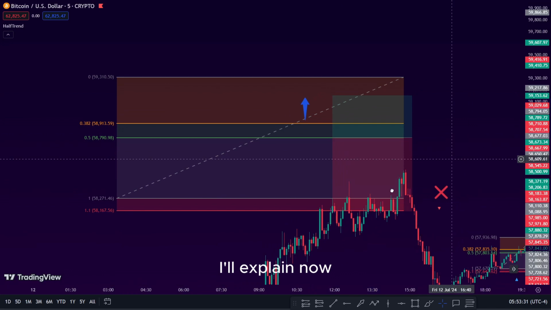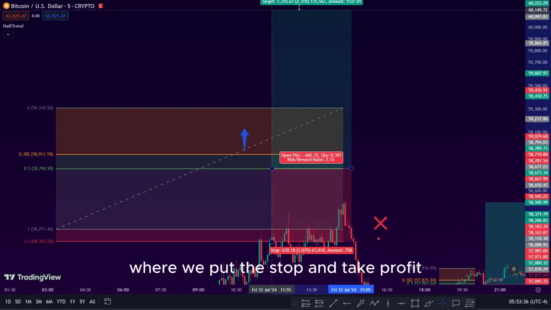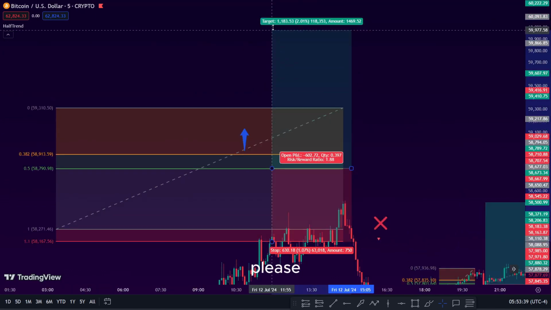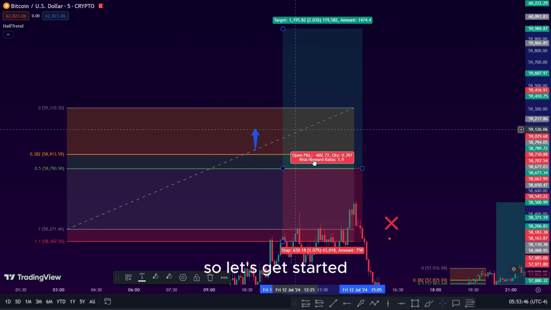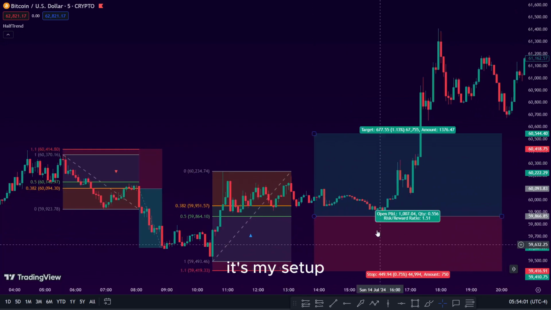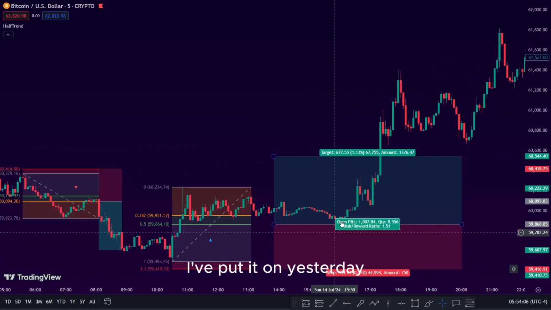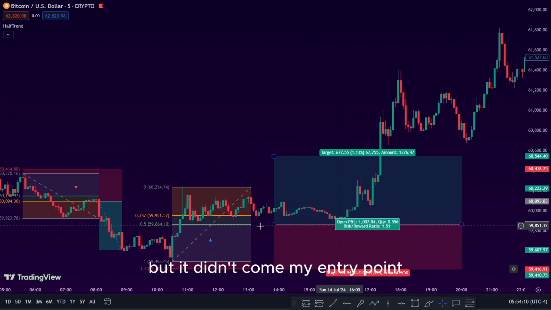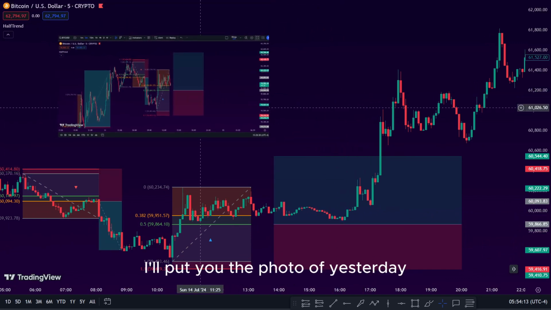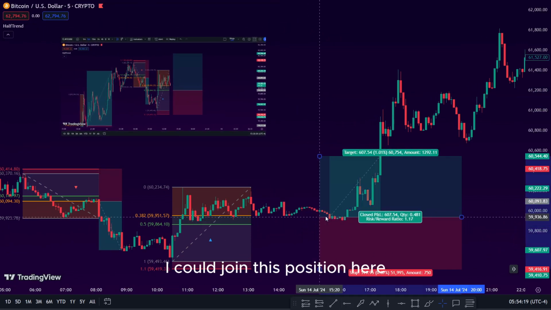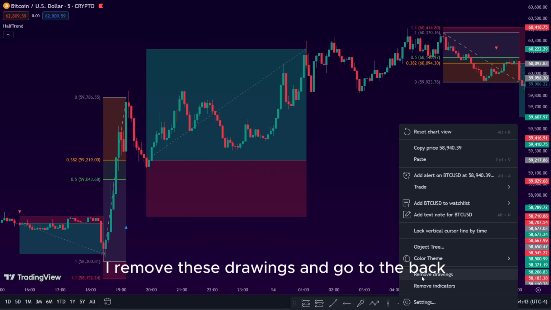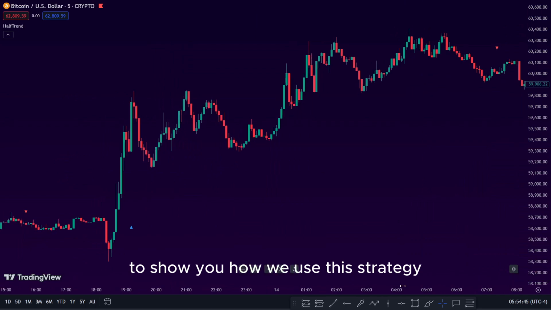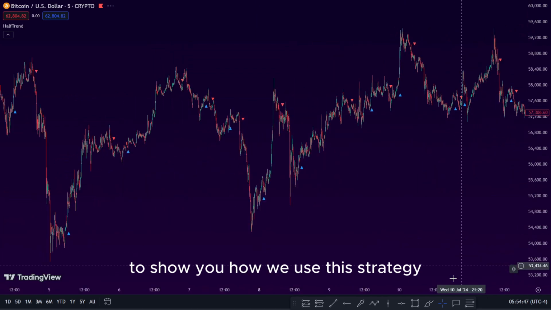I'll explain now where we put the stop and take profit, and how we can use this strategy in detail. So let's get started. It's my setup. I put it on yesterday, but it didn't come to my entry point. I'll put the photo of yesterday here. I could join this position here. It was a little late, so let's start. I remove these drawings and go back to show you how we use this strategy.